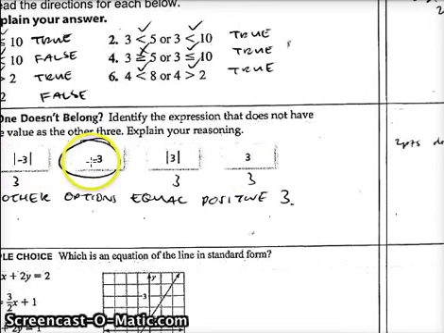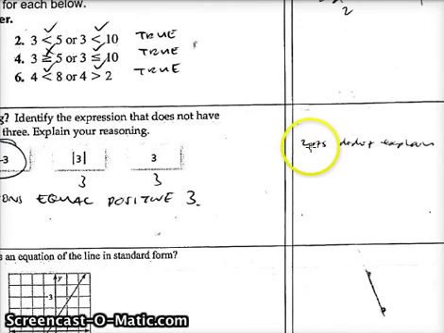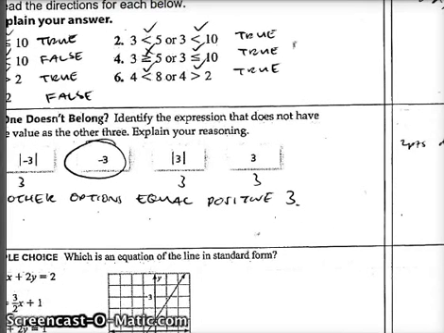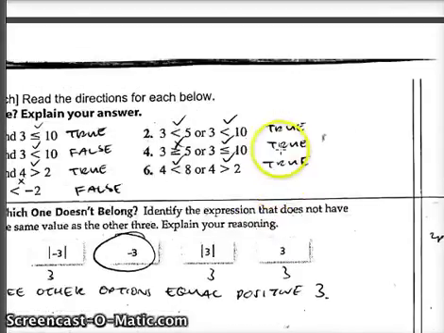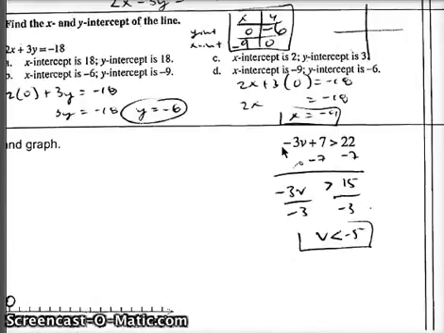Now, if you just circled negative 3 and you didn't explain, I gave you 2 points because it says explain your reasoning and you did not.